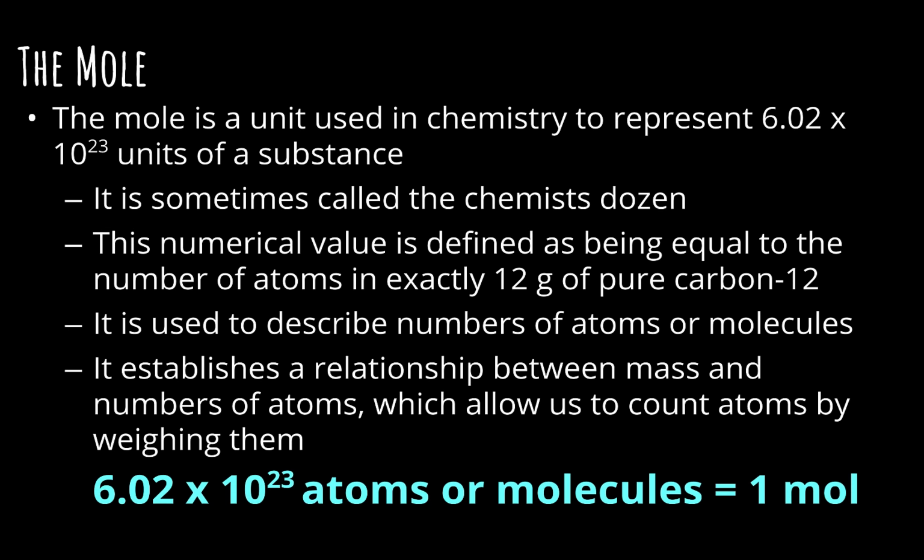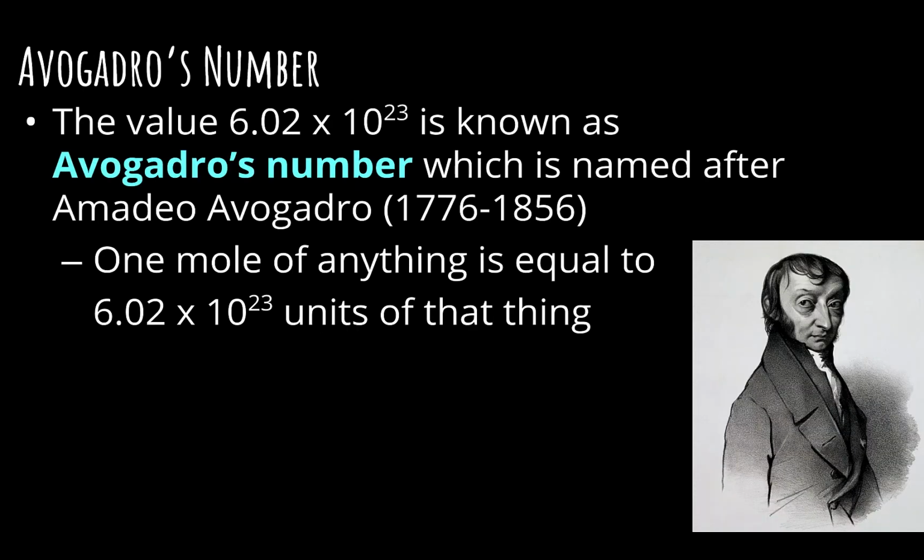This value is defined as being equal to the number of atoms in exactly 12 grams of pure carbon-12. So that's where that number comes from. It's used to describe numbers of atoms or molecules, and it allows those numbers to be a little more manageable because atoms and molecules are so small. It also establishes a relationship between mass and numbers of atoms, which allows us to count atoms by weighing them. So one of the conversions we're going to use is 6.02 times 10 to the 23rd atoms or molecules is equal to 1 mole.